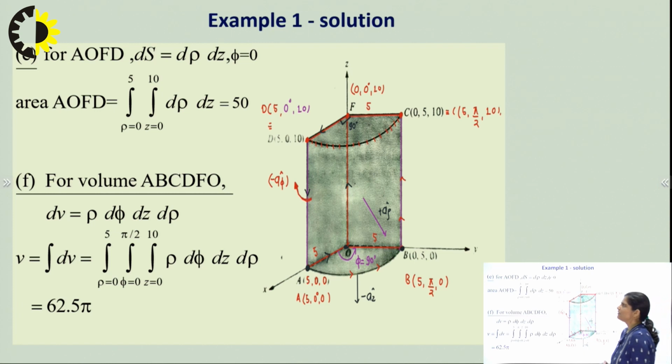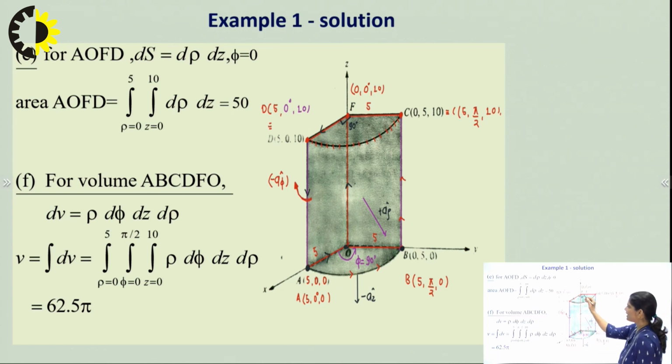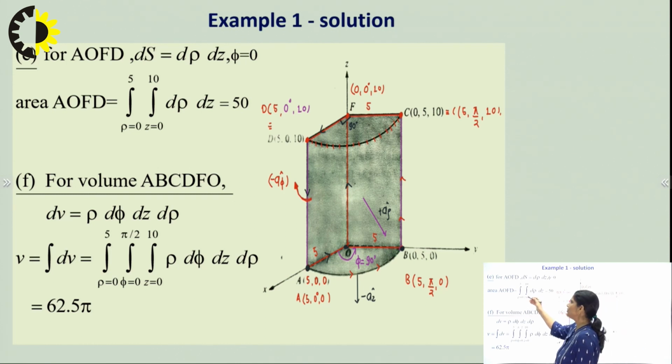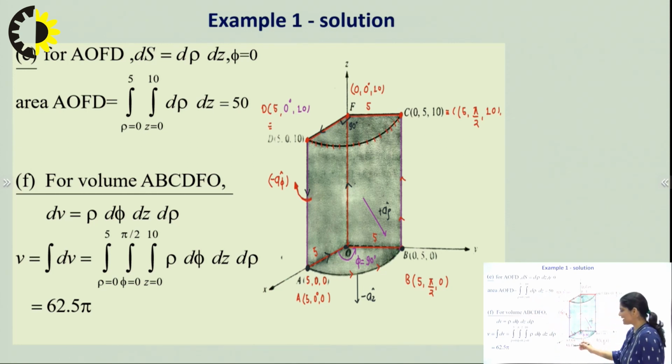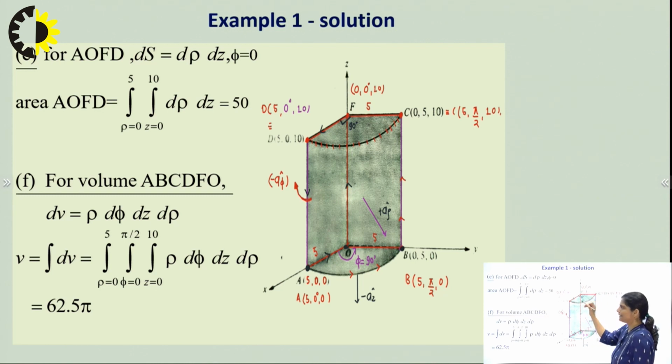Now for E part, find out the surface area of AOFD. Here you can see your phi is the same and other values are changing. So if phi is the same, write down your integration in the form of d rho and dz. And rho, you can check from this figure, is changing from 0 to 5. Now write down here rho is 0 to 5 and z is from 0 to 10 and your phi is 0 here. So write down your integrations, and you can find the surface area in this form, that is equal to 50.